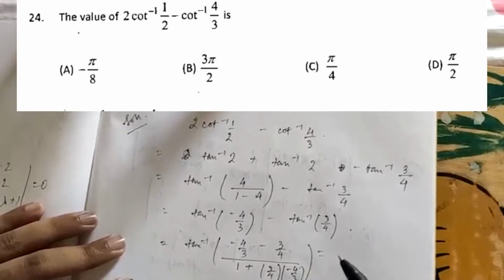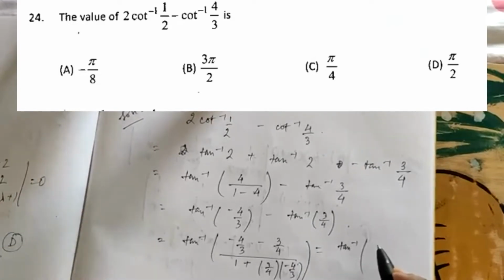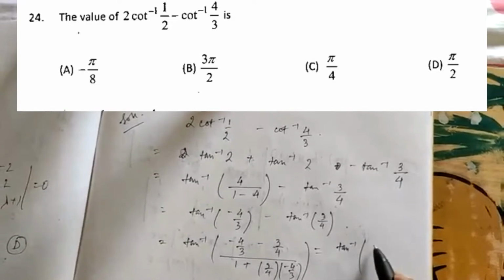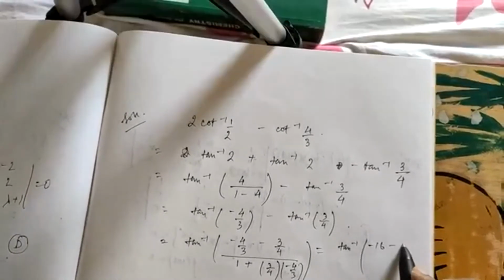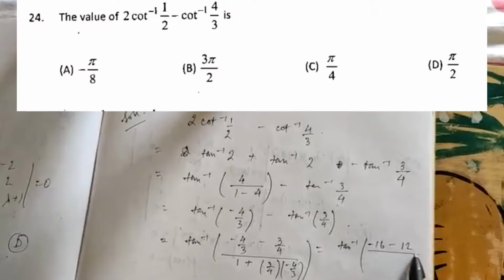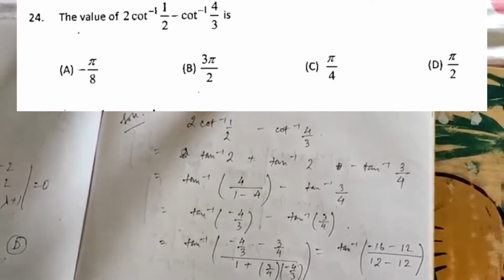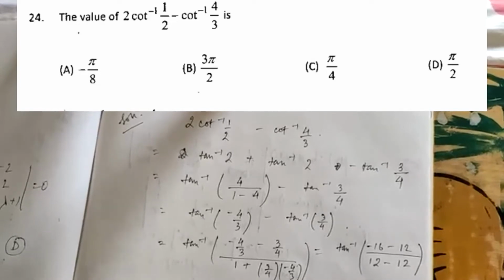Okay, so ultimately it will be tan inverse, the LCM will be 12, 3 4s of minus 16, minus 4 3s are 12, it will become as 3 4s are 12, minus 12 by 12 minus 12, it will come as infinite, so it will be pi by 2, maybe pi by 2, it can be D, option D. Okay. So let's move on to the next question.